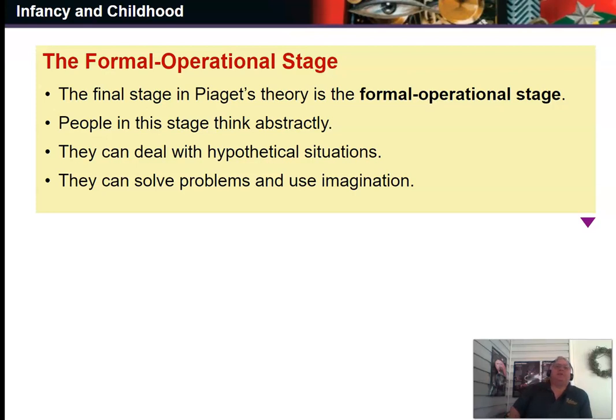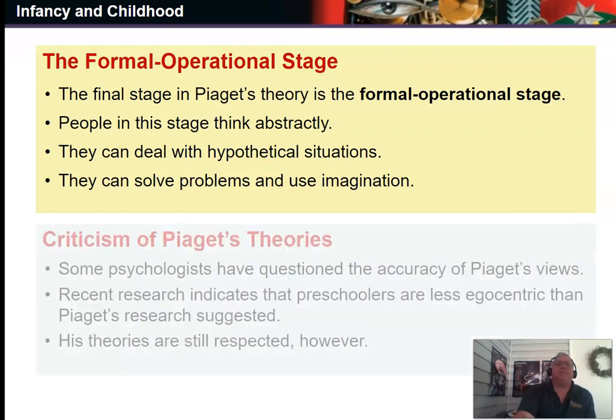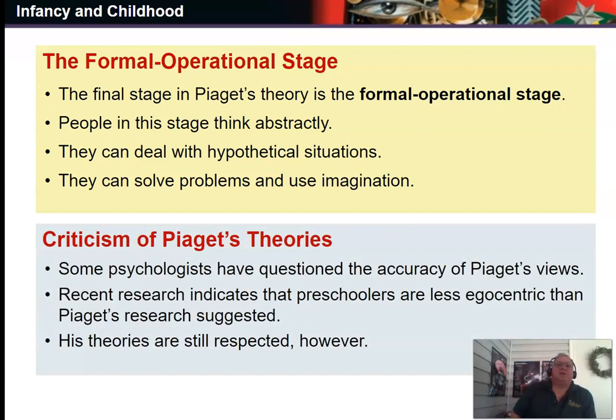The final stage in Piaget's theory is the formal operational stage. People in this stage think abstractly. They can deal with hypothetical situations, they can solve problems, and use imagination. Some of the psychologists have questioned the accuracy of Piaget's views. Recent research indicates that preschoolers are less egocentric than Piaget's researchers suggest. His theories are still highly respected, however.